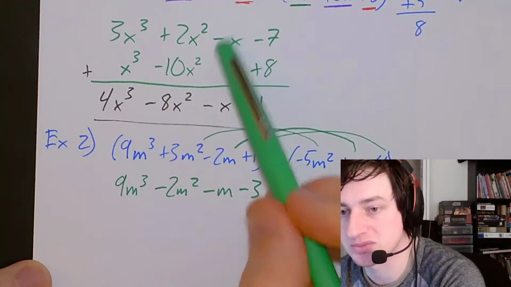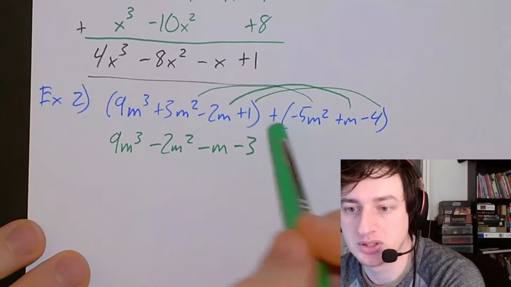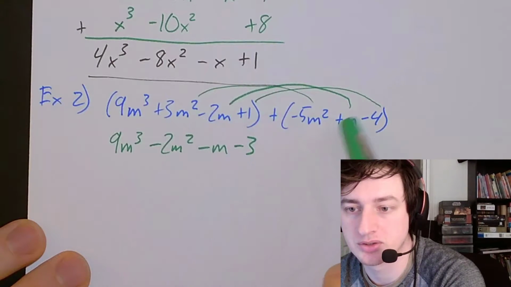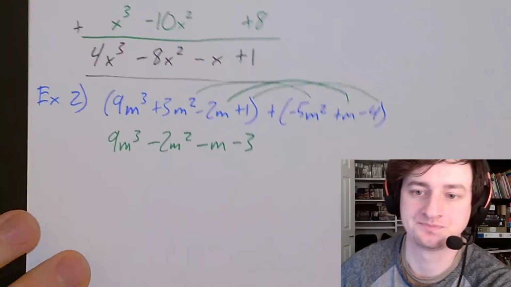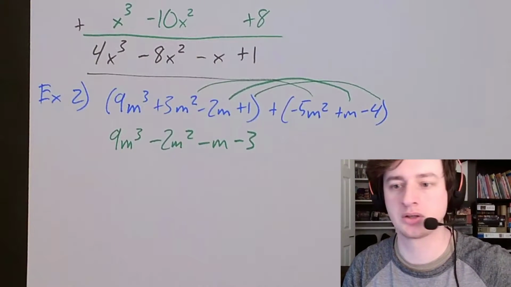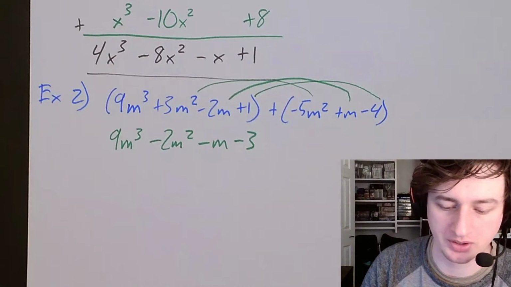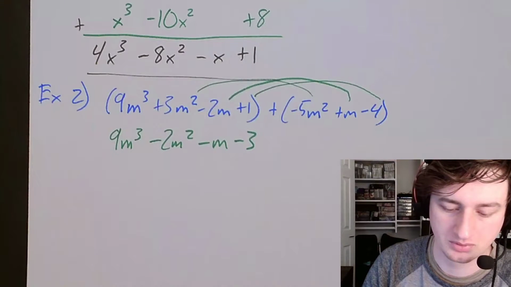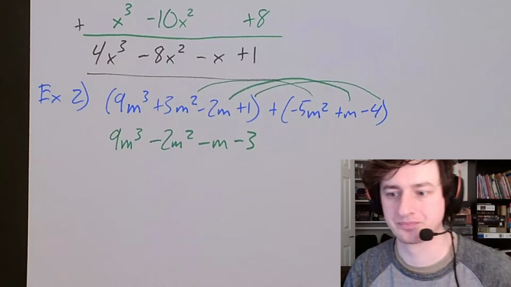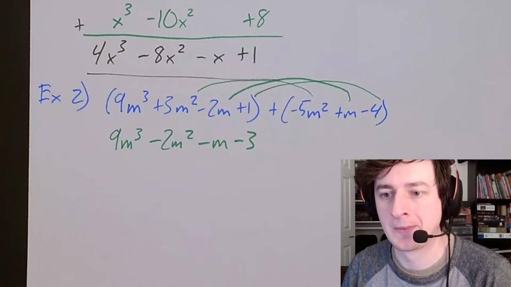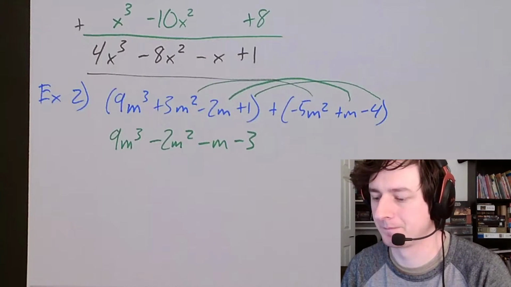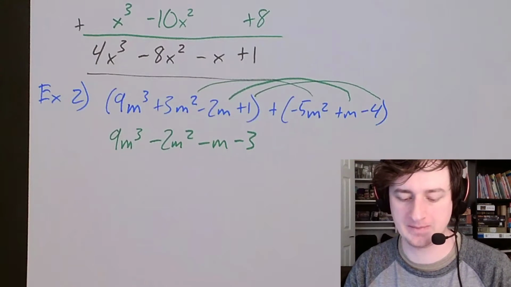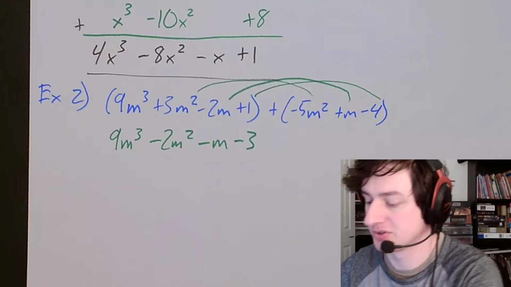It's really easy to miss this minus x, just like it's really easy to do this minus 2m and this m, forget that, but either way. Any questions on addition so far? Okay. So then we're going to subtract.